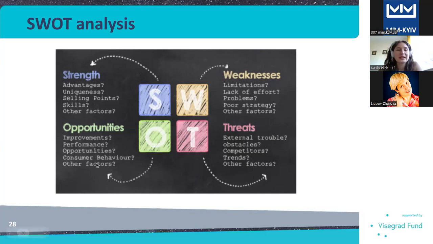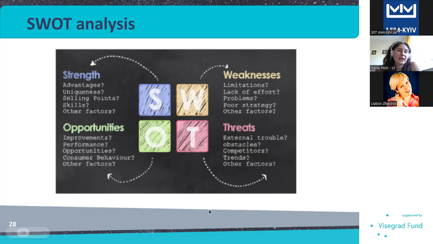Okay, so in this part of the table, you want to talk about the opportunities. So what can you improve? Where are the opportunities? What can you do, or what opportunities can you use to make your business function better. And then in here you have threats. So what are the potential threats to your business?